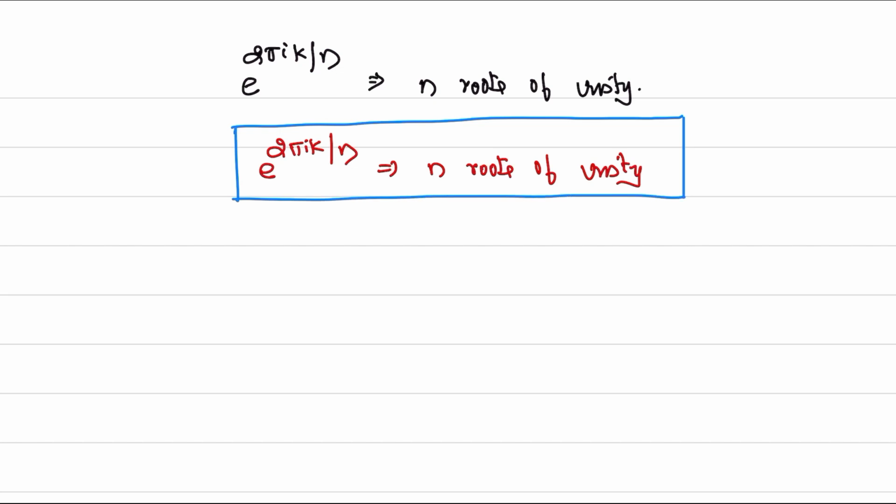I explained what n is, that is the number of roots of unity. e to the power of 2 pi i is nothing but unity, to the power of 1 by n is the number of roots of unity. Then, if there are n roots of unity, each k value will be the kth root. k is nothing but the kth root of unity.